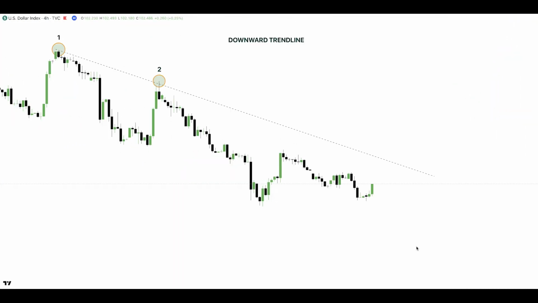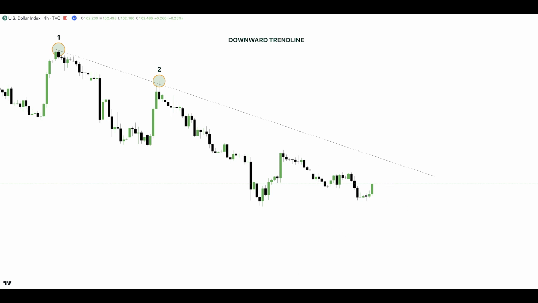Now this is a downward trend line. So as you can see, we have the first peak here. Like I said, you connect two peaks in a downtrend, and you connect two troughs in an uptrend. So this is the first one, this is the second one. Now I have anticipated that when price gets to the third one, there will be a rejection around this area for price to continue the downtrend with a bearish reversal candlestick around this area.